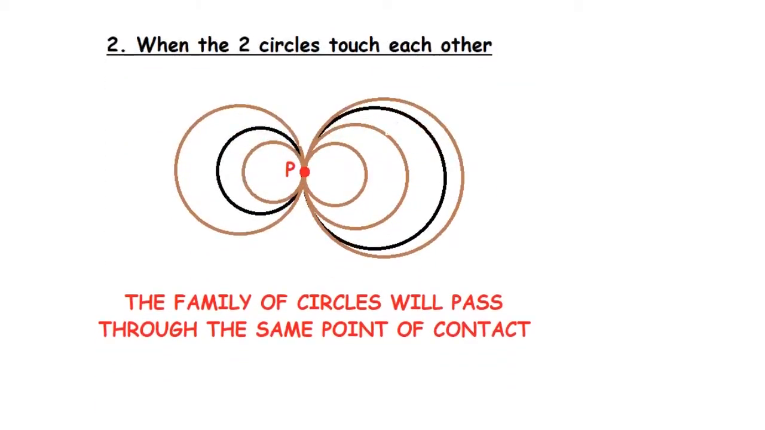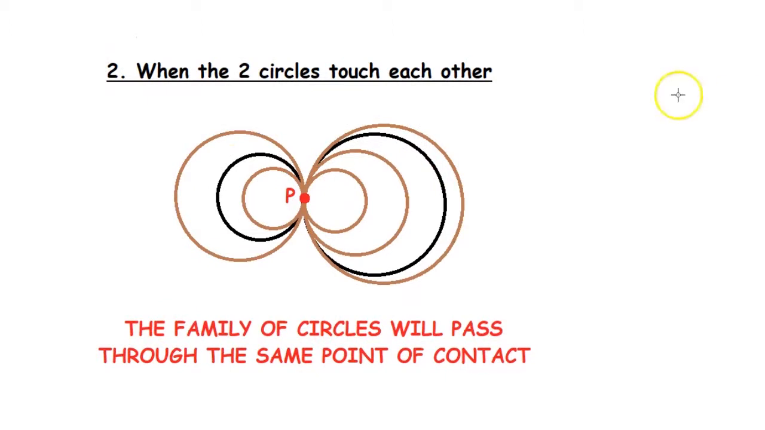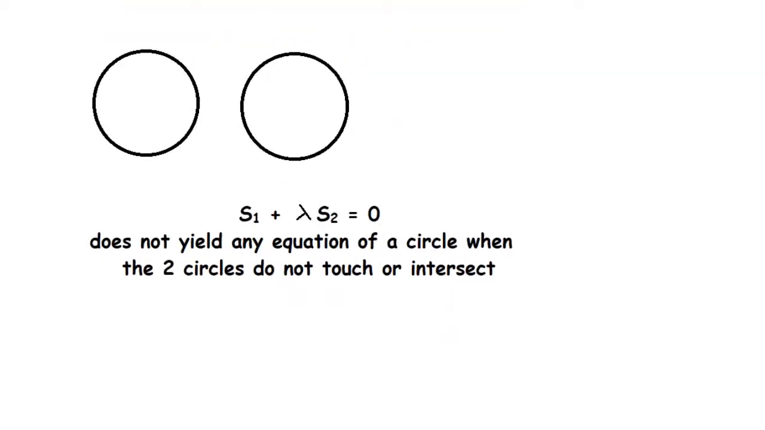Now let's go into a second situation. So here we have when the two circles touch each other. In this situation also the family of circles will have one common characteristic. They will all pass through the same point of contact of the two parent circles. In this case, all the circles will pass through the point P. So when the two circles touch each other, the family of circles will pass through the same point of contact. So those are the only two situations of the family of circles.